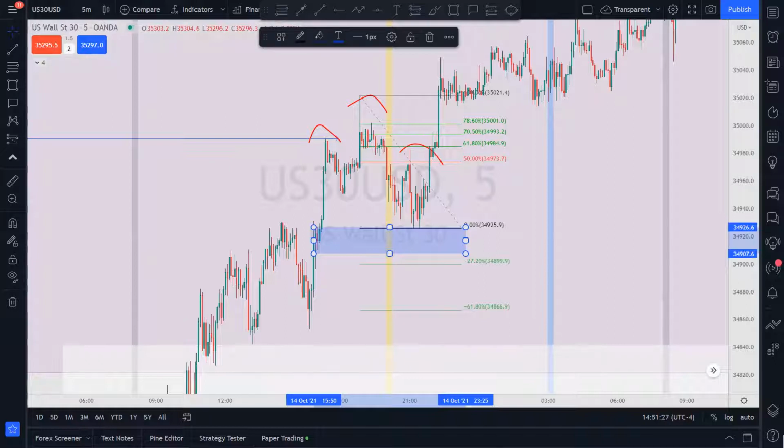Oftentimes, your analysis will be correct. All right, sometimes it just does what it wants to do. Okay, and then you have to check your analysis. When it goes past one confluence, I'm like, did it check the other boxes? Did it check the other confluences before I enter? So those are the things you got to keep in mind.